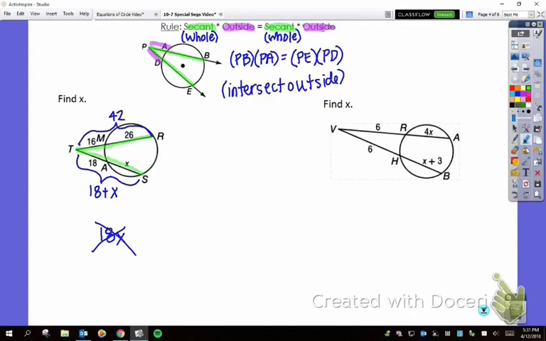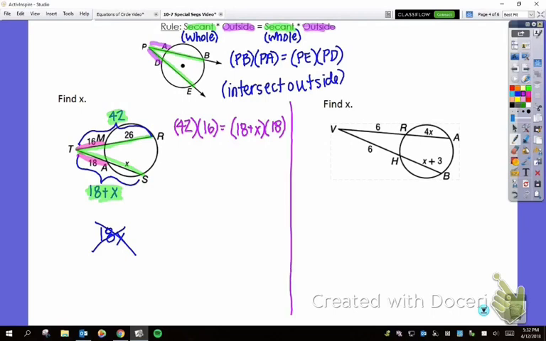So this would be our whole from T to S, so we're using the 42 as a whole and the 18 plus x as a whole. And then your outside pieces are going to be your 16 and your 18 here. So let's set up this equation. We would say the whole 42 times the outside 16 equals the whole 18 plus x times the outside 18.